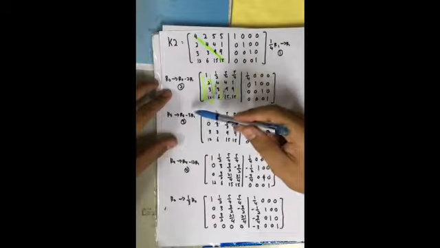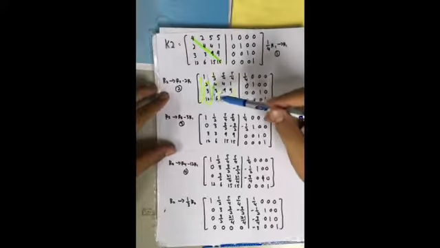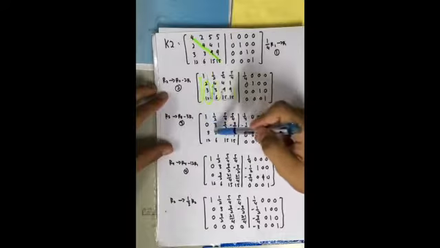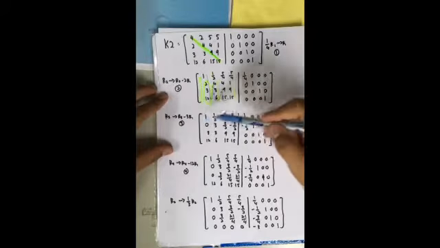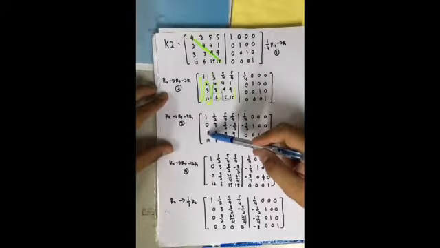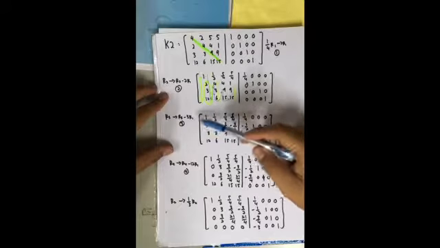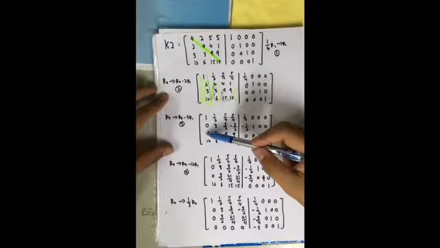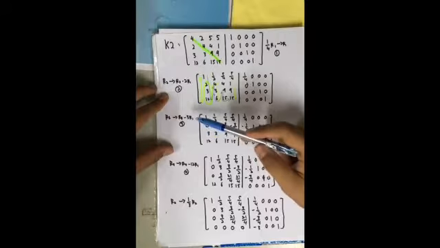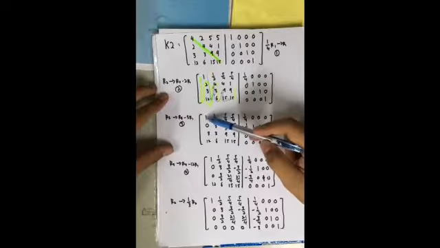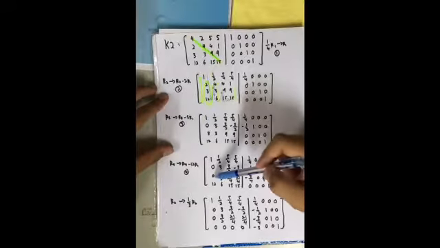Okay, for the third step, the next step is row 3. Row 3 is 3 minus 3 R1. So 3 minus 3 times R1. R1 is 1, so we can get 0.